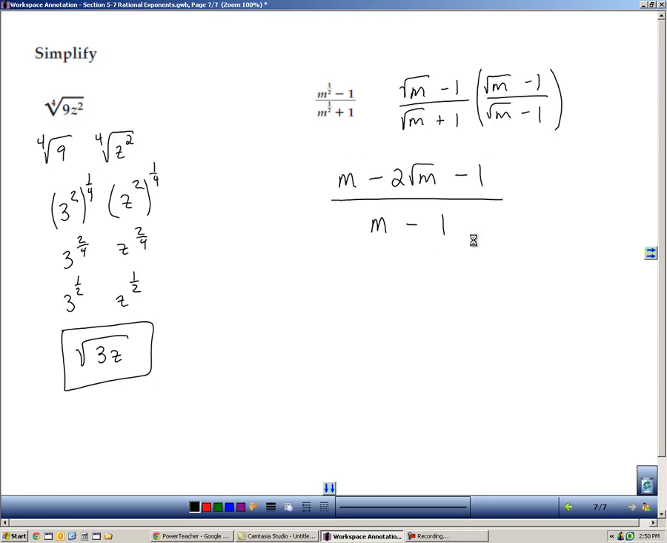This would be a fine answer, but we started with fractional exponents, so I need to write the final answer using fractional exponents. So instead of taking the square root of m, I'm going to have to say m to the 1/2 power. Everything else looks okay, and that's my solution.